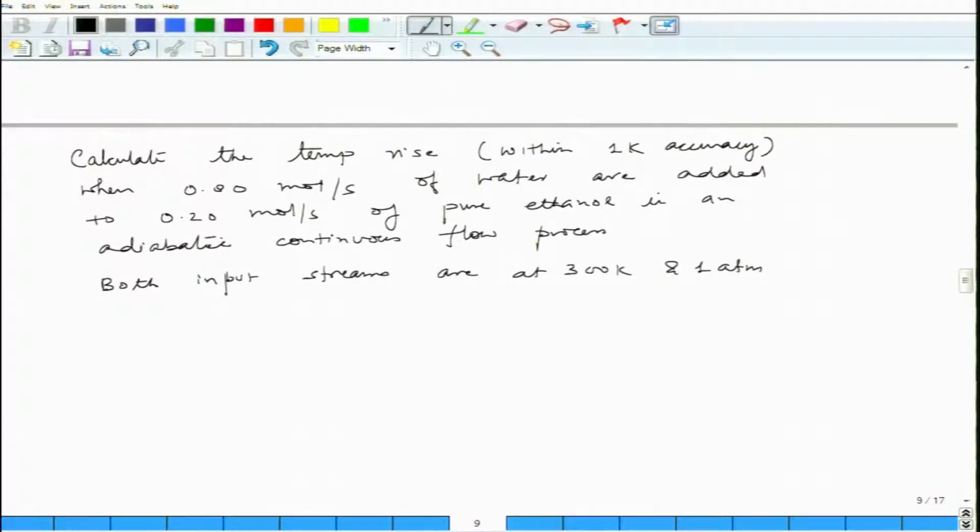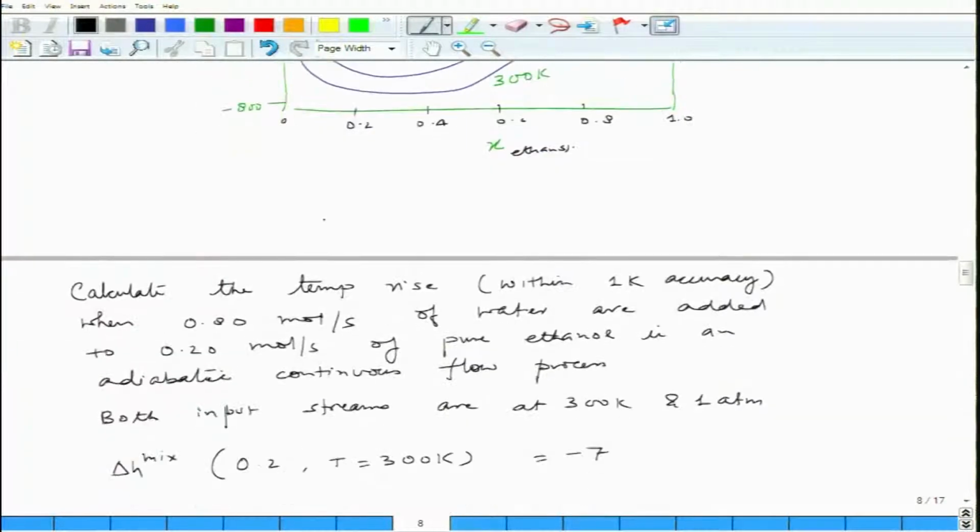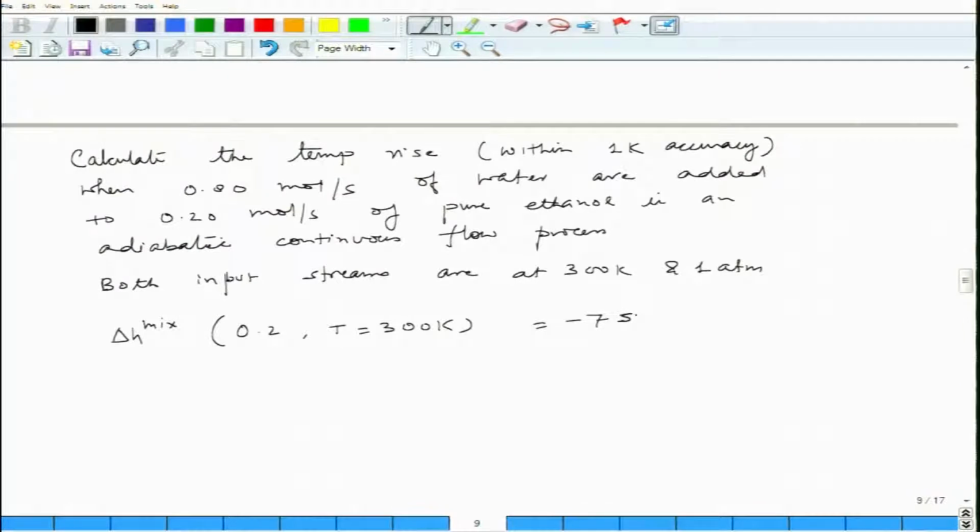So, what information we have is delta H mix at 0.2 mole fraction and temperature 300 Kelvin is minus 750. So, this is basically X of ethanol. Okay. So, this would be your X ethanol. So, somewhere at 300 it is around minus 750 joules per mole. Okay. 750 joule per mole. What does that mean?